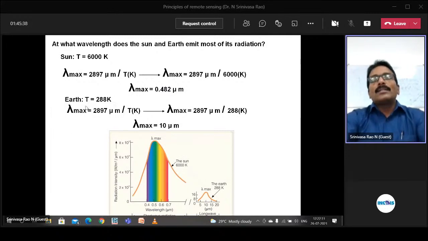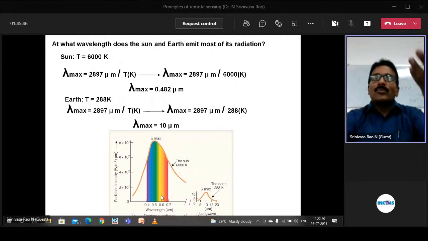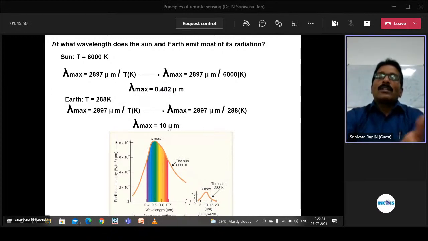After reaching the ground, if the earth temperature is 288 Kelvin, substitute. At what wavelength does the earth emit radiation? 10 micrometers. If you convert into nanometers, 10,000 nanometers. At that wavelength, our eyes are not sensitive.